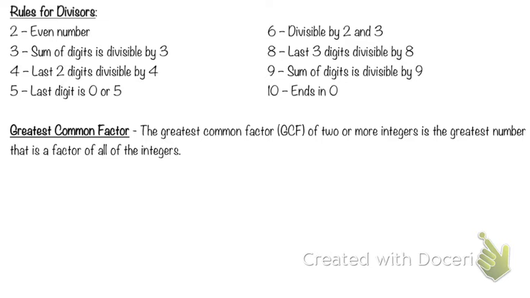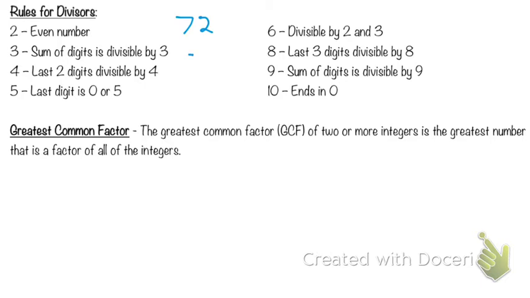3. This one is very helpful. This one I always use quite a bit. The sum of the digits is divisible by 3. We just talked about 72. Sum means adding. What's 7 plus 2? 9. Does 3 go into 9? So 3 goes into 72.